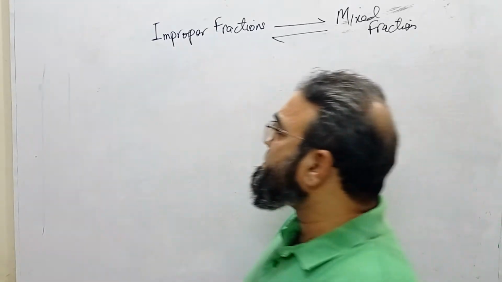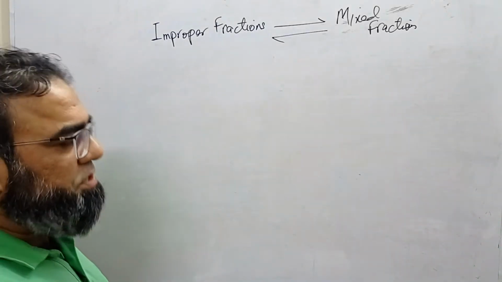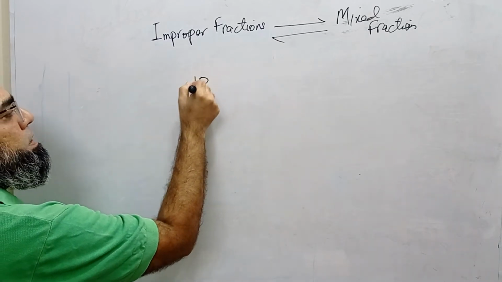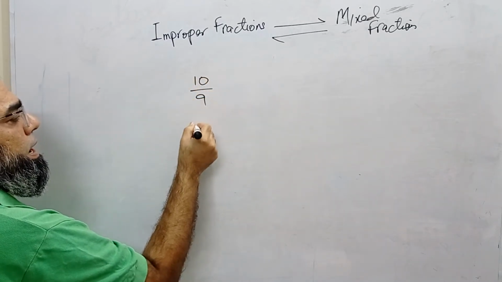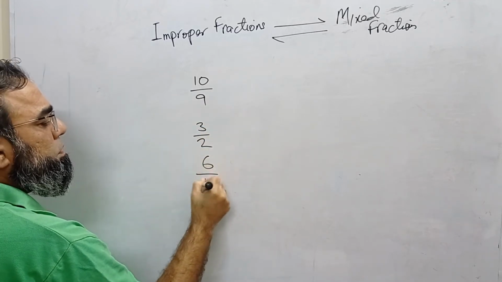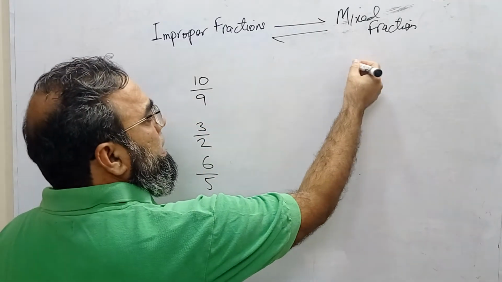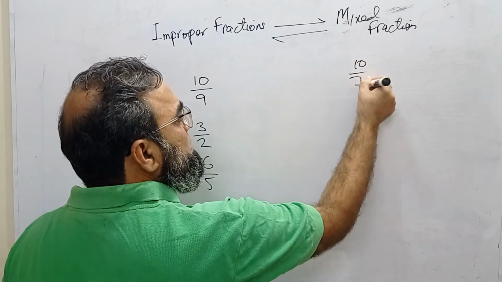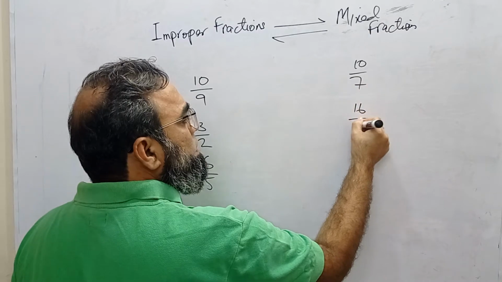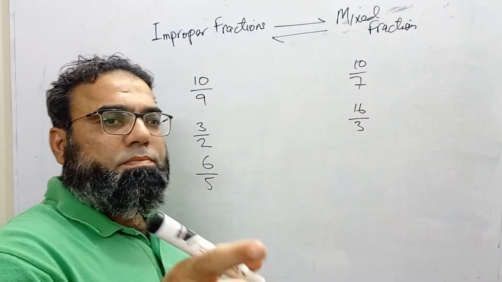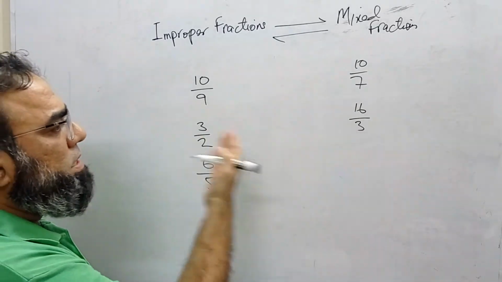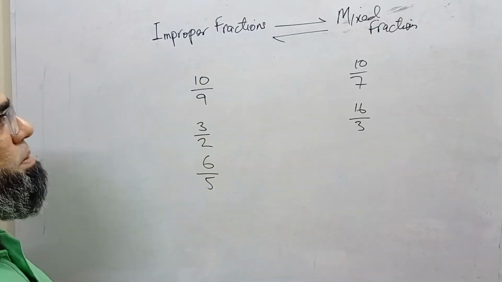Okay, so I'll have some improper fractions written over here. Suppose we have 10 over 9, 3 over 2, 6 over 5, 10 over 7, 16 over 3. These are the improper fractions. Let's see how to convert them into mixed fractions.